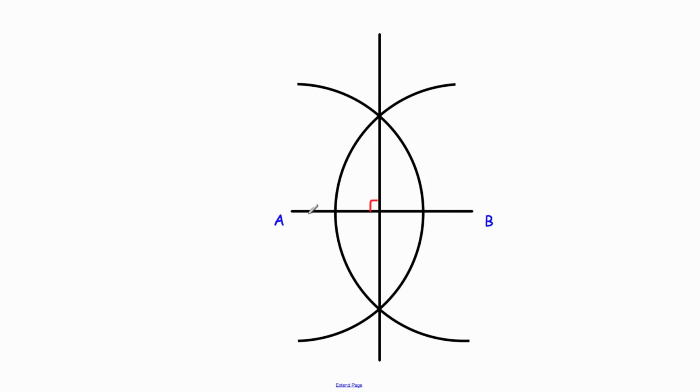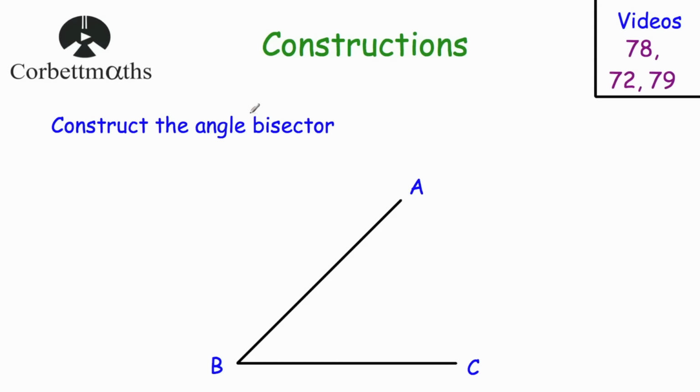So if that line AB was 10 centimeters, you would have 5 centimeters to the left here and 5 centimeters to the right. So that's it. Okay, next we're going to construct the angle bisector.